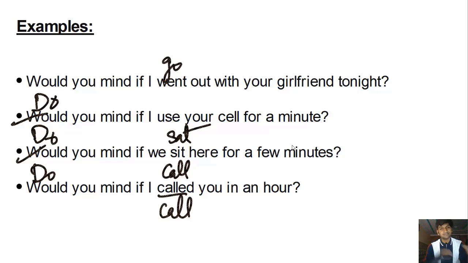So if you want to say that I do have a problem with that, you say, "Yes, I do have a problem. I'm sorry, somebody is waiting for me." "Sorry, the seat is for somebody else." "Sorry, somebody's going to join me." So if you have a problem, reply with yes. If you do not have a problem, say no, absolutely not. Please do that. All right.